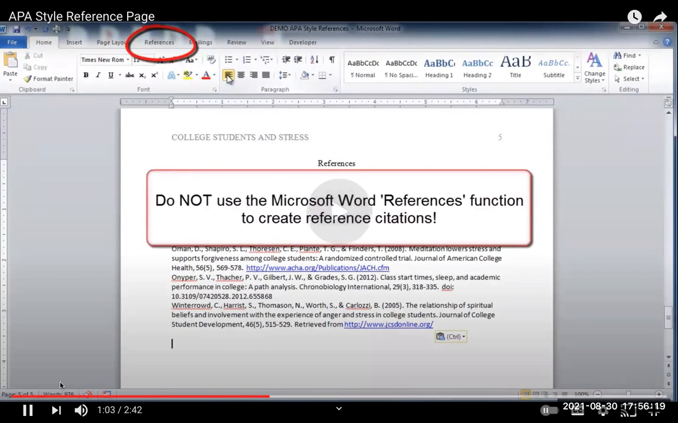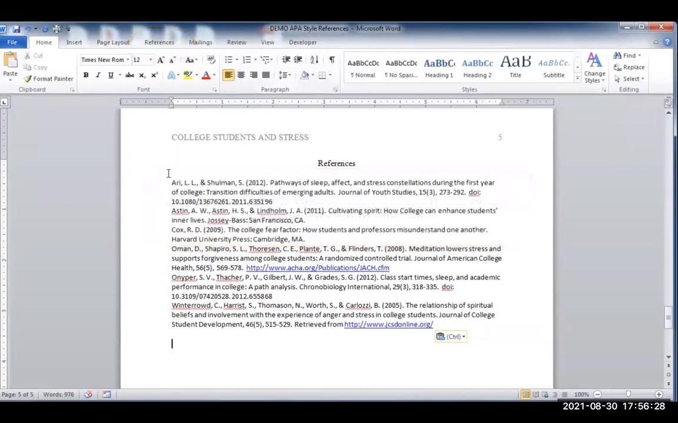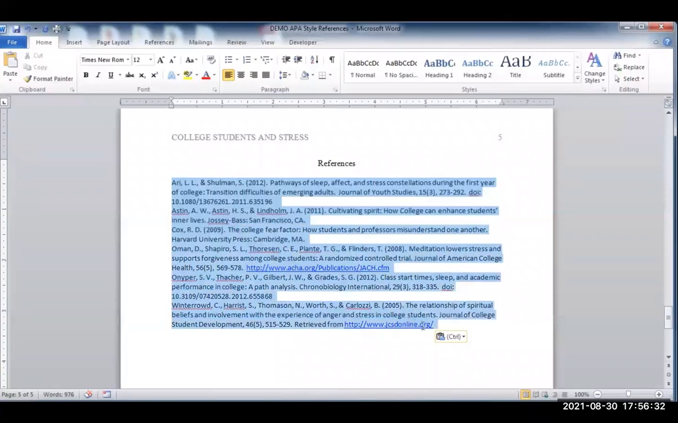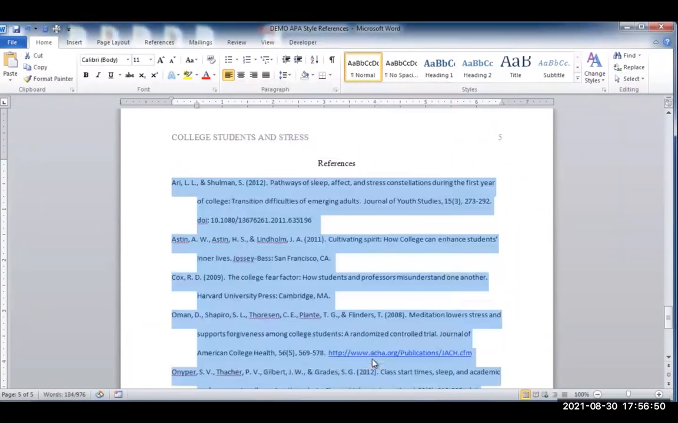All right. Several elements will be missing in your citations and you will have to go back and fix them. It is not worth the time. Now, reformat your citations to look like the rest of your paper. Highlight the entire section of citations. Expand the paragraph options. First, let's make sure the spacing is set to double. Second, we change the indentation, special, to hanging, and click OK to close the paragraph options.